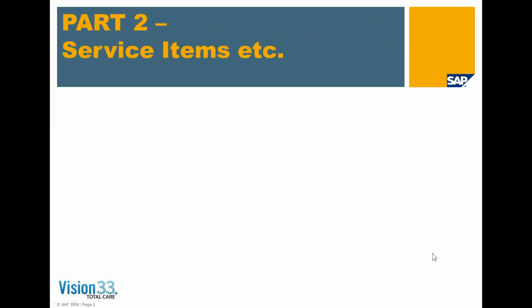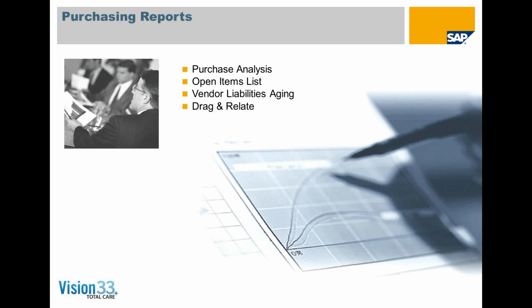So, some things that we want to talk about today. The primary topic for today is going to be looking at purchasing services in SAP Business One, not necessarily purchasing items for inventory replenishment, right? But before we get to that, we want to make you also aware that there are some purchasing reports and other tools in Business One that could be helpful from a purchaser's standpoint. Four of them are the purchase analysis, the open items list, the vendor liabilities aging report, and drag and relate.